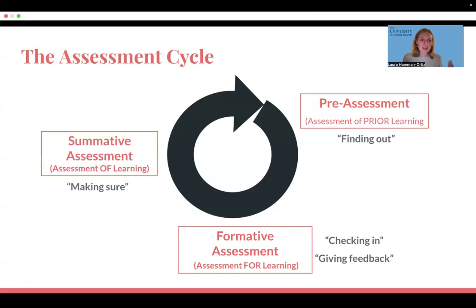And then finally, we have summative assessment, or assessment of learning. So making sure that they've really got it at the end of a unit or at the end of a lesson. So that's kind of your final assessment of student learning.